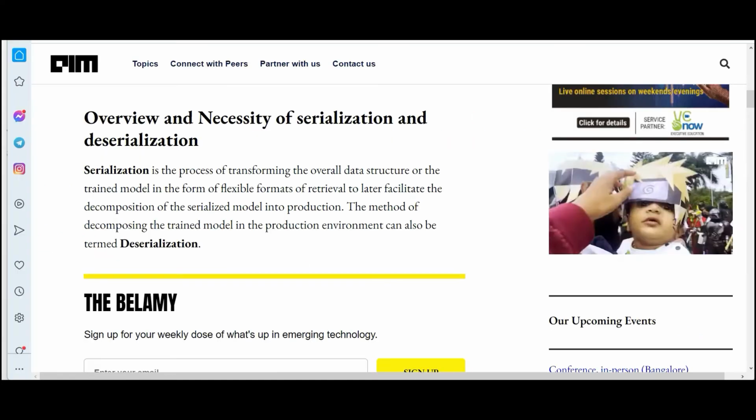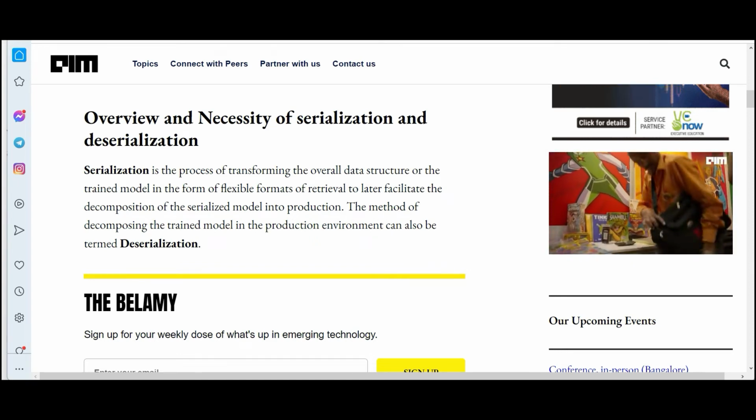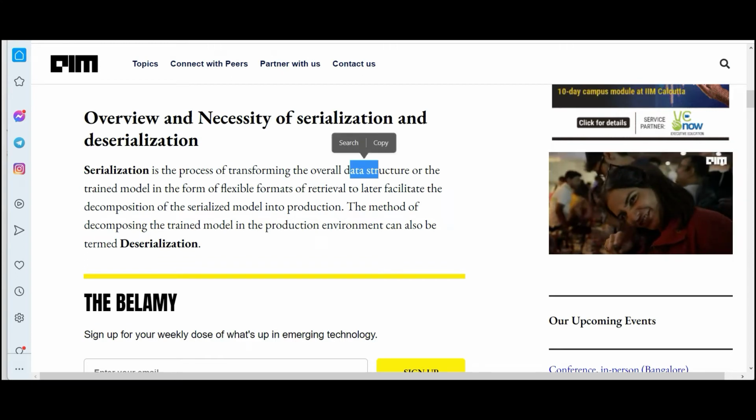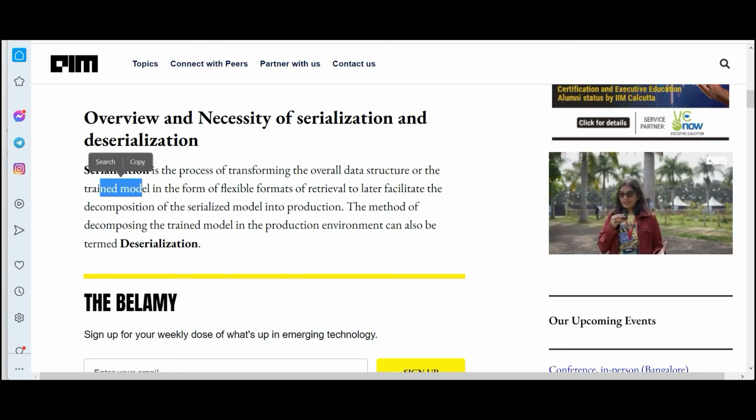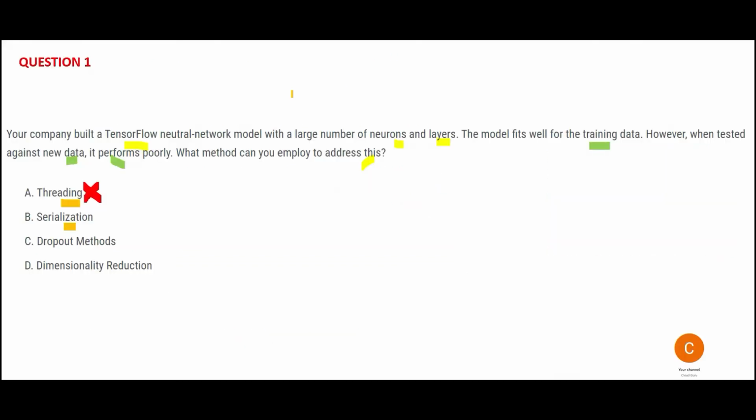B is talking about serialization. Now what is serialization? In the machine learning or AI world, you can transform the overall data structure or the trained model into flexible formats of retrieval. That means this is a solution to help you read faster in production. Serialization will probably split it into small pieces so that the decomposition later is easy. So this will not necessarily help you with reading new data in a performant way.